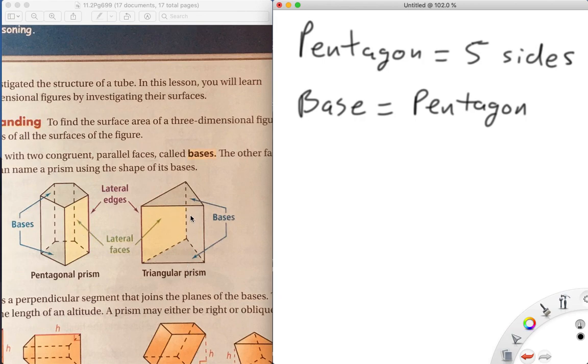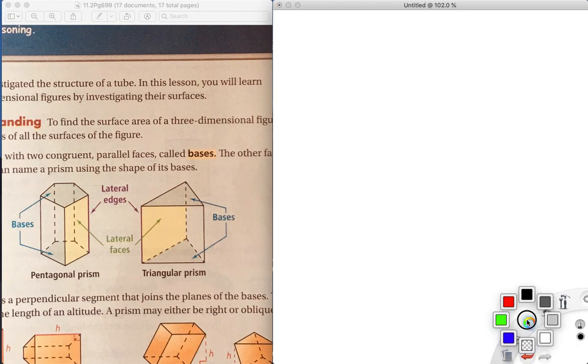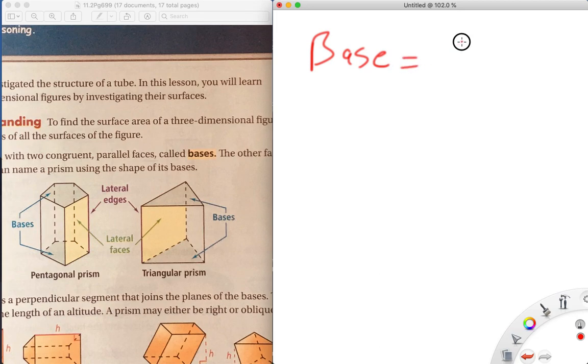Here we have a triangular prism to the right. It's called a triangular prism because the base is a triangle. We have 2 triangles. They are congruent and they are parallel. We have a triangle at the top and a triangle at the bottom. Since both of the bases are triangles, we call those bases. We have 3 lateral faces: one to the left, one to the right, and one facing you to the front.